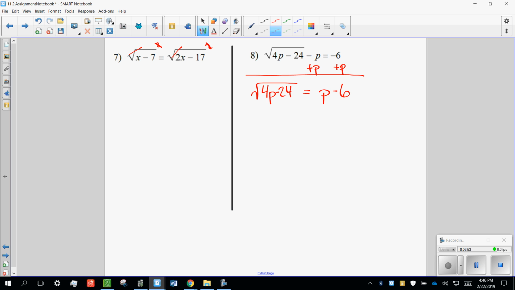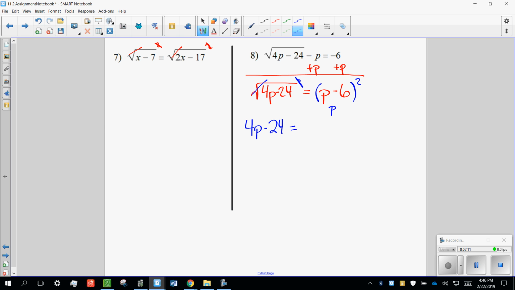What did I say? So once we move it over there, we have P minus 6 on one side and a square root on the other side. So we're going to square both sides. The square and the square root cancel out. You get 4P minus 24 equals what?